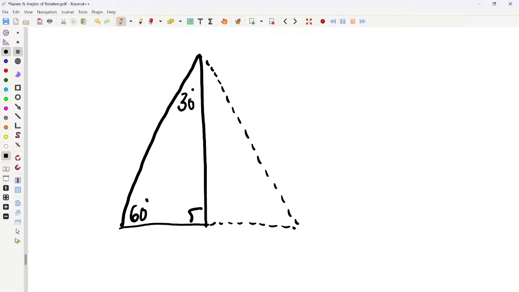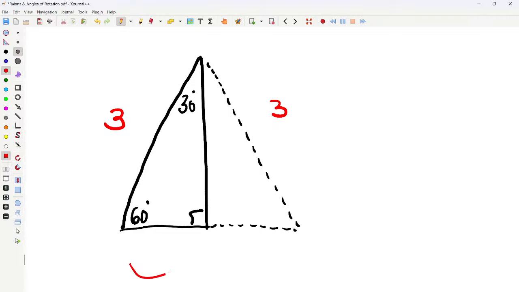What's an equilateral triangle? All the sides are equal. Give me a number. 3. Cool. I like even better, but we'll go with 3. This is 3, and this is 3. What do we know about equilateral triangles in terms of their angles? They're all the same. They're all 60. So this would be 60, and this right here would be 60.